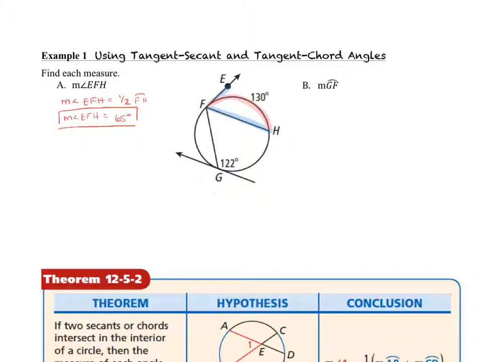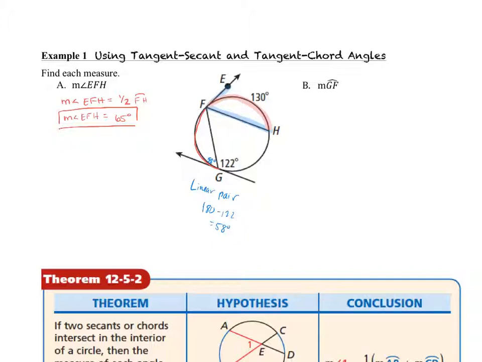Okay, and then I'm looking at this next one. They want measure of arc GF. Well, arc GF is right here. And I had a linear pair in here. So if I do 180 minus 122, I get 58 degrees. And so this is 58 degrees.